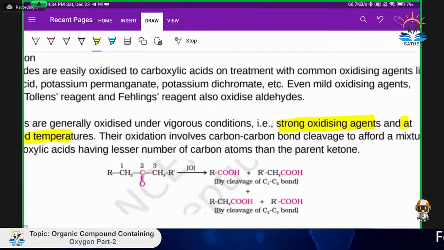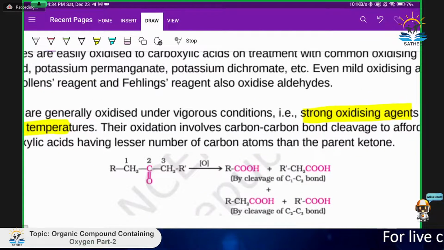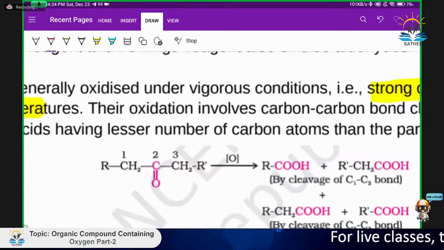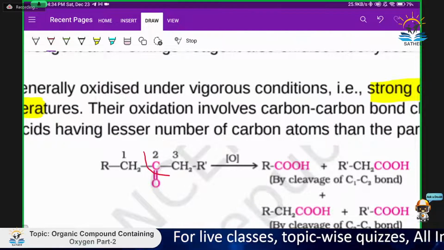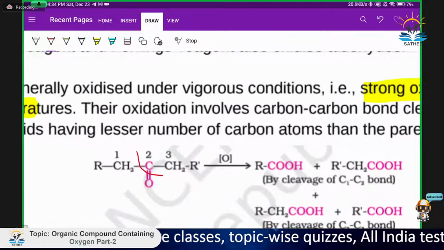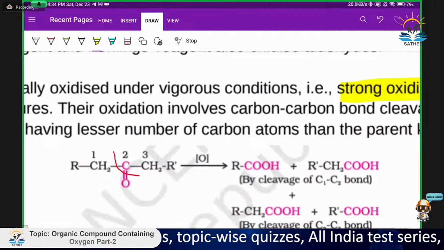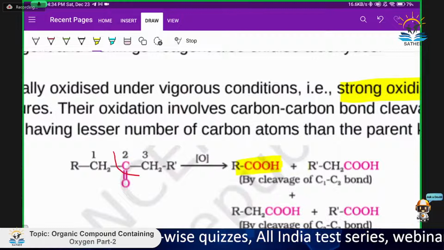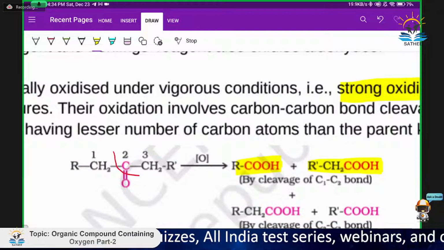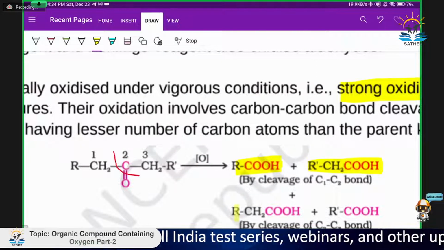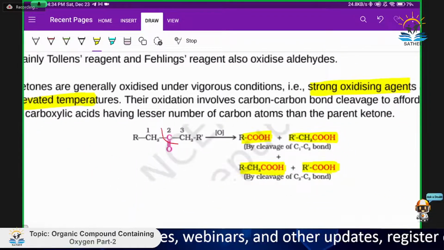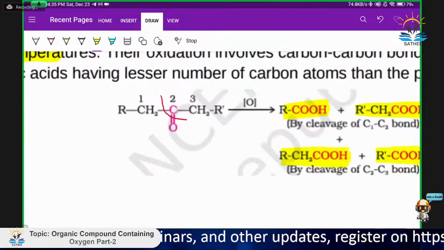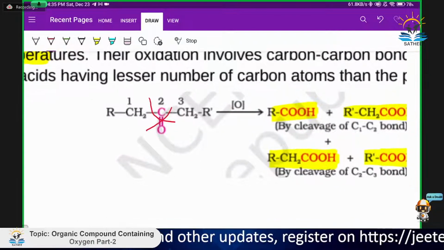So here you can see, if there is cleavage of the bond between the first and second carbon, we get the product as what? RCOOH and RCH2COOH. So depending upon where this cleavage is happening, we'll get two sets of products. That is a point to be noted here. Or the cleavage can happen on the other side, so we'll get another set of products here.